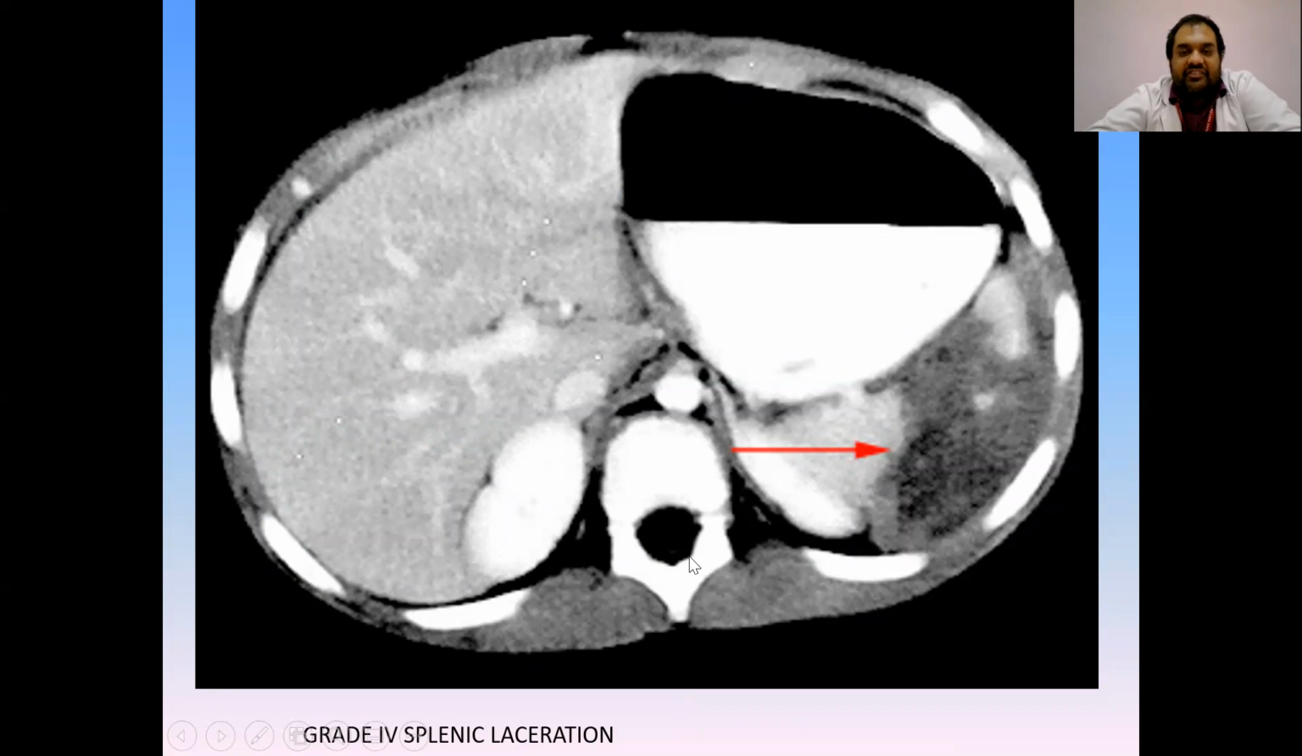And this is the axial section of the CT showing the grade 4 splenic laceration. As evidenced by this, normal splenic contour is lost and it is more hypoechoic, as evidenced by the necrosis.